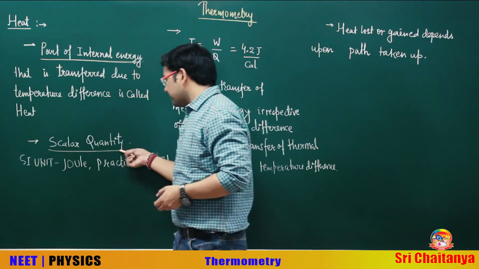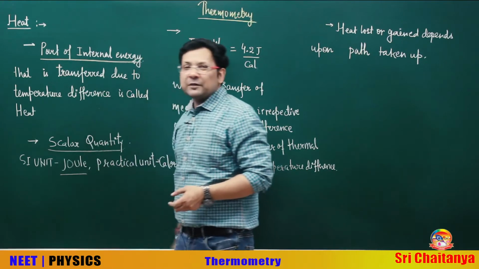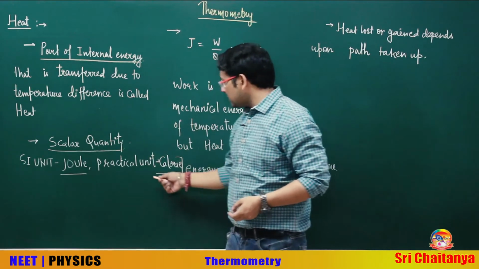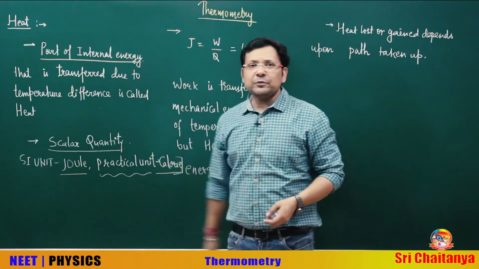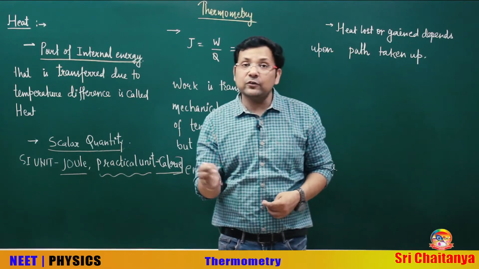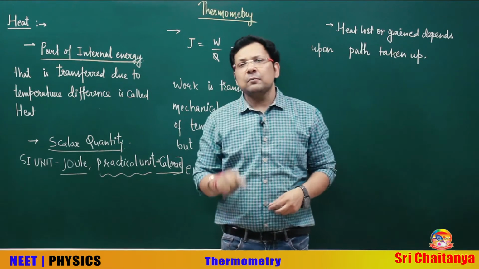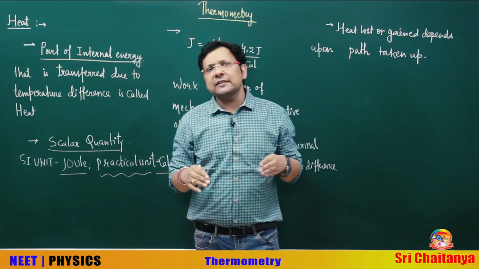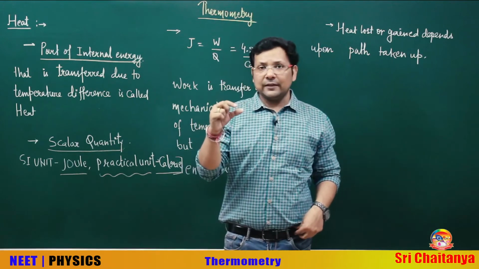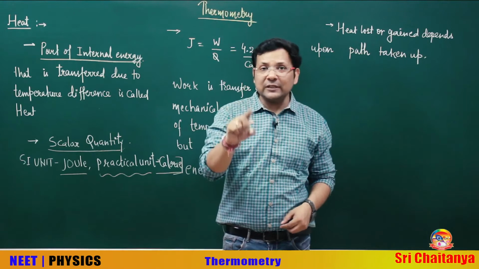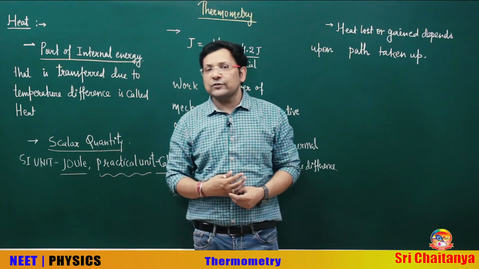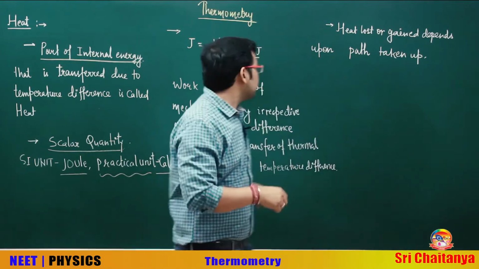It is a scalar quantity. Its SI unit is joule, but the practical unit that we use is called calorie. What is 1 calorie? It is the heat required to raise the temperature of 1 gram by 1 degree Celsius, and preferably in the range of 14.5 to 15.5. This is the definition of calorie.